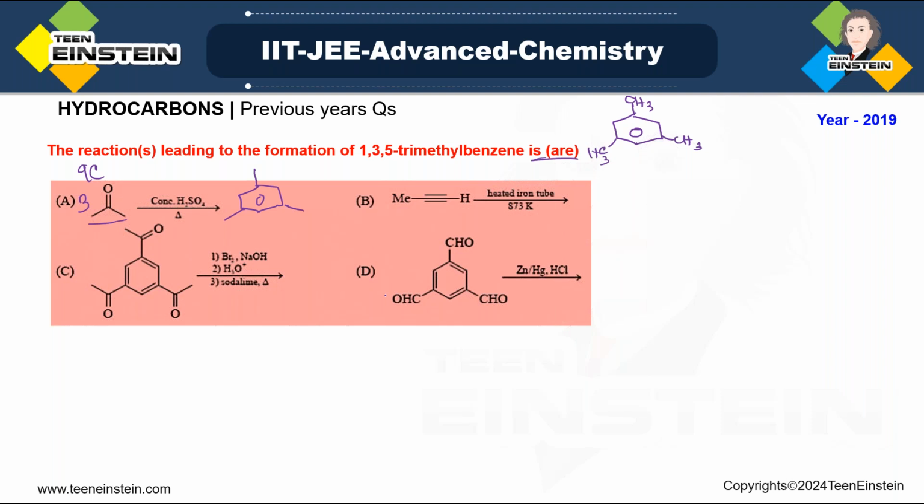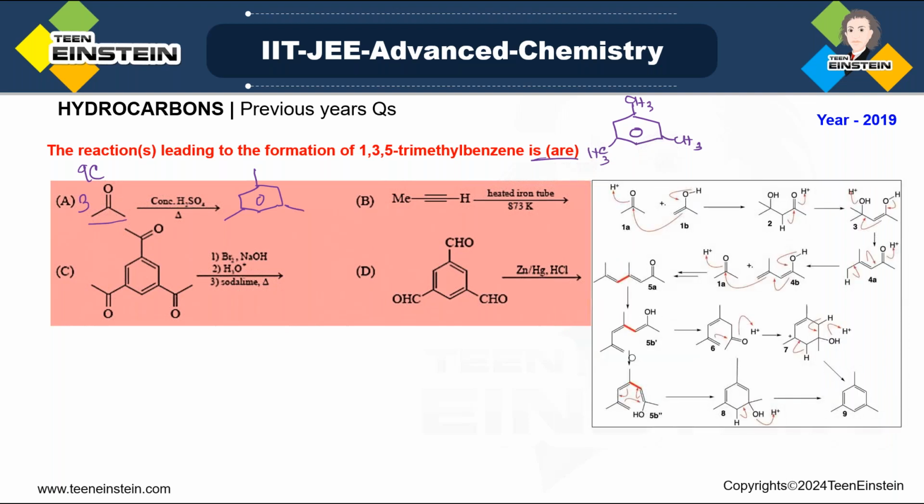In case you are curious to know how we are getting this type of product, though detailed mechanism is not required, but still if you are curious to know it, it happens in this way. First, one acetone molecule is just like this. Another acetone, it is in enol form.